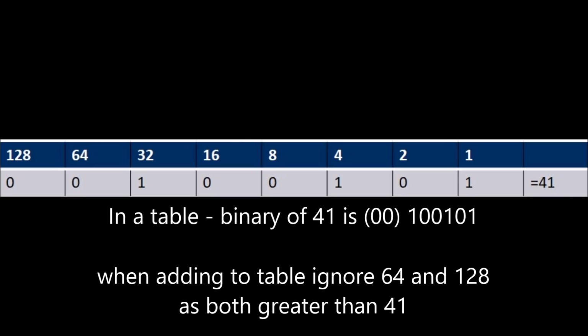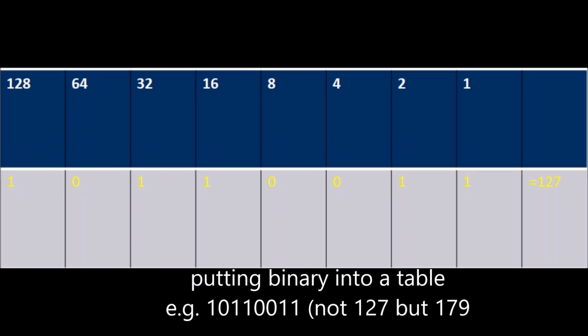And when adding this to a table, you ignore the 64 and 128 towards the left hand side, as they are both greater than 41. Putting binary into a table, an example is 10110011. The answer isn't 127, but actually 179.